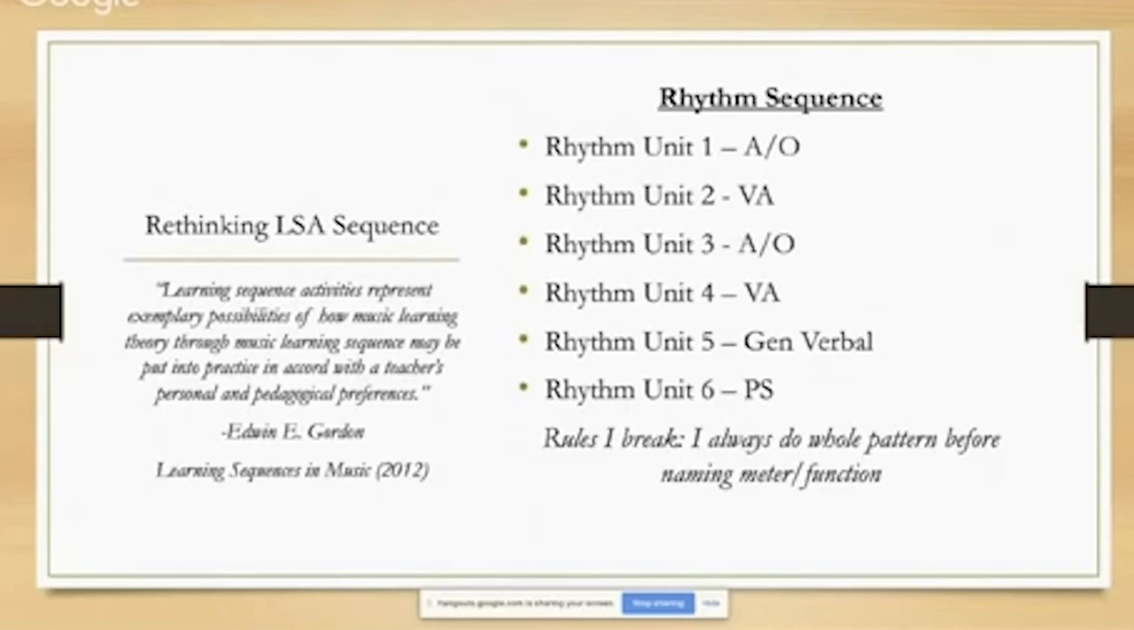Going back, rhythm unit 3, aural-oral again, you're always going to be cycling back to aural-oral. And the whole purpose is every time you go back to aural-oral, you're presenting new content. Rhythm unit 4 is verbal association. And rhythm unit 5 blows my kids out of the water because it's the first time they have to generalize. I explain generalize as translating.